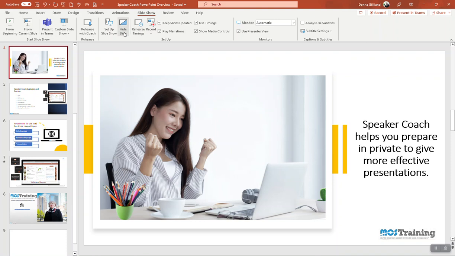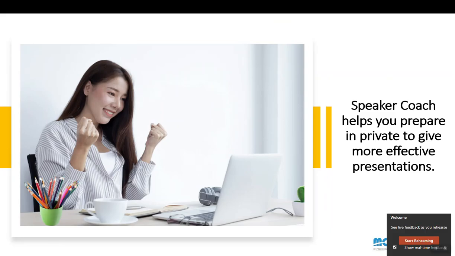Here's how it works. You're going to Slide Show on the ribbon. Once you are there, from the left-hand side, you have Start Slide Show. To the right of that is a group that says Rehearse. There's only one tool there, and it's Rehearse with Coach. After clicking, the slide you are on, and I chose just one to be on, but you would start from the beginning.